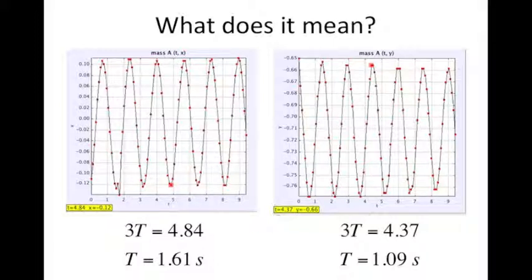pulled back and released. In conclusion, it was determined that a computer model correctly determined the energy and motion of a spring mass system using VPython.